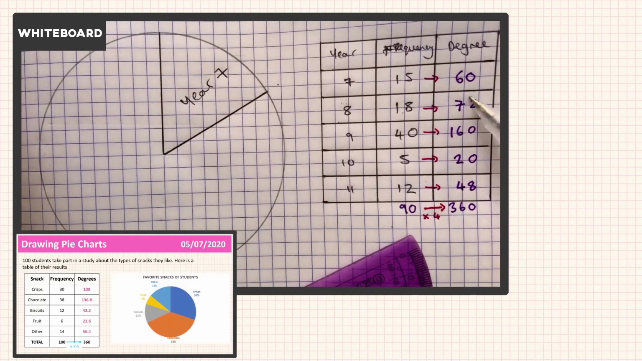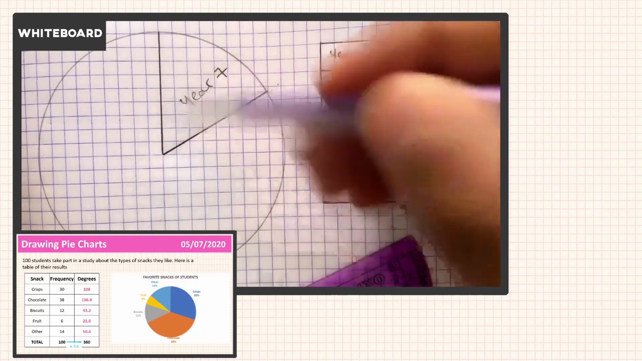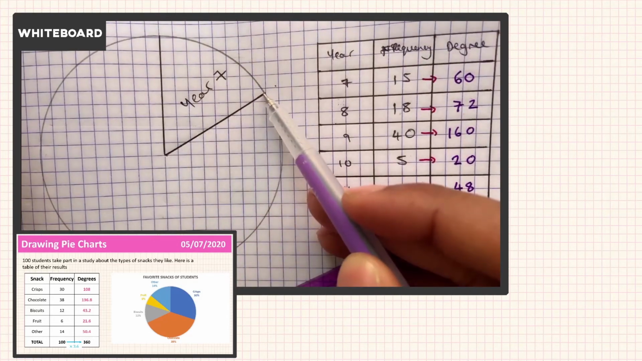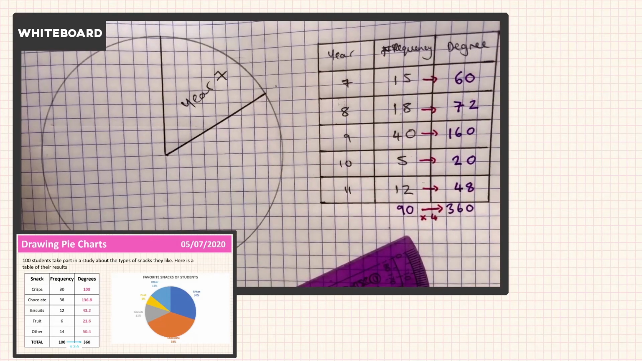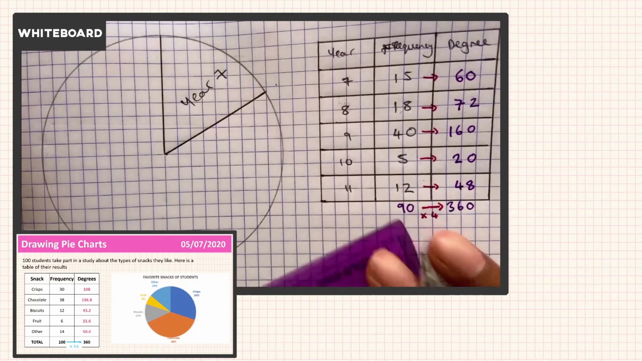I now need to do the 72 degrees. Now, I'm not going to start from my starting position. I don't need to go from the starting position. I'm going to go from where year 7 finishes to do my year 8. So from when year 7 finishes, that's where I'm going to draw my year 8. And I need to go 72 degrees.